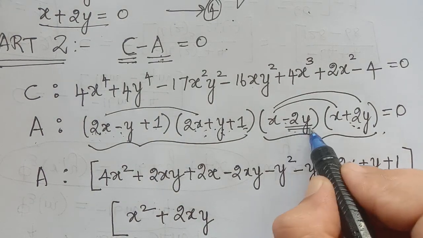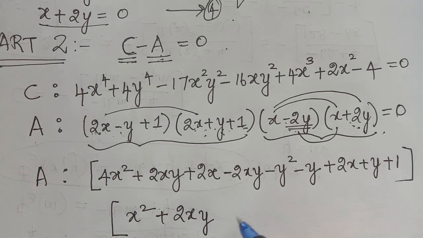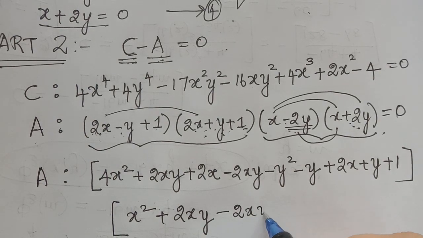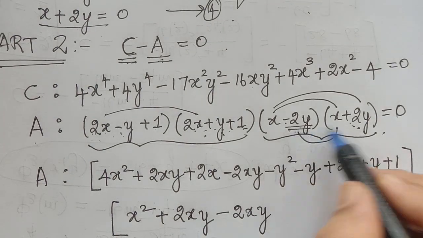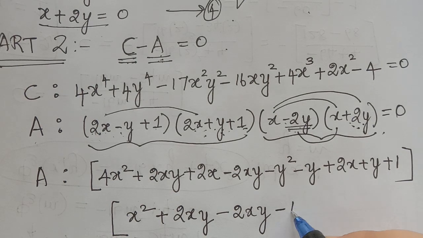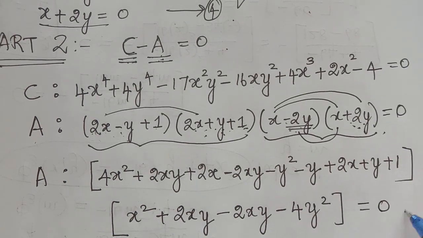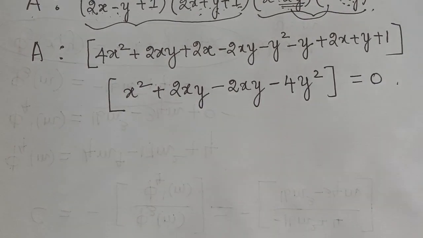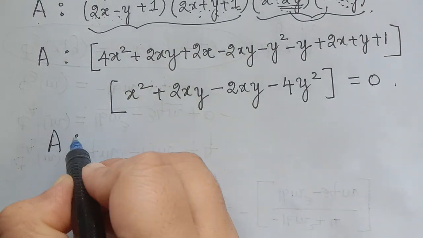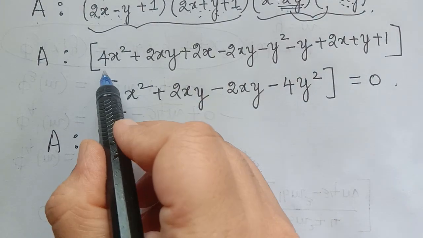Then, minus 2y multiplied with x, so minus 2xy. Minus 2y multiplied with 2y, so minus 4y square is equal to 0. Now we shall simplify and write. So A will be, first we will simplify this.